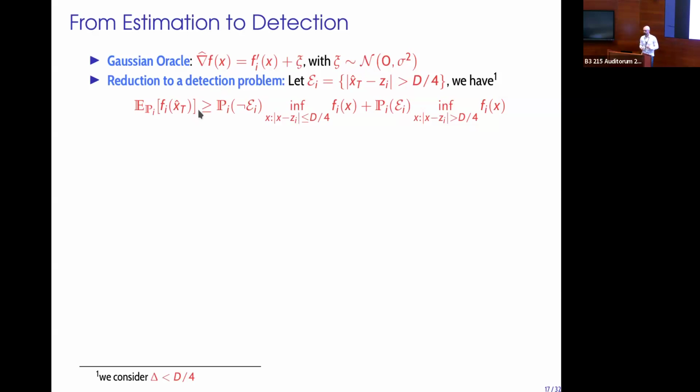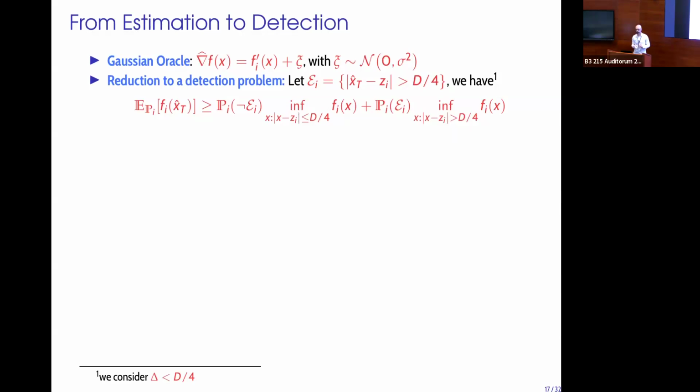Now, the expectation of the suboptimality gap, this is a suboptimality gap because the minimum is in 0, so this is exactly the suboptimality gap. How can I lower bound the expectation of the suboptimality gap for one of the two functions? This holds for both functions. This is greater than the probability that this event is false multiplied by the infimum of the function in this region, plus the probability that the event is correct, multiplied by the infimum of the function outside of this region.